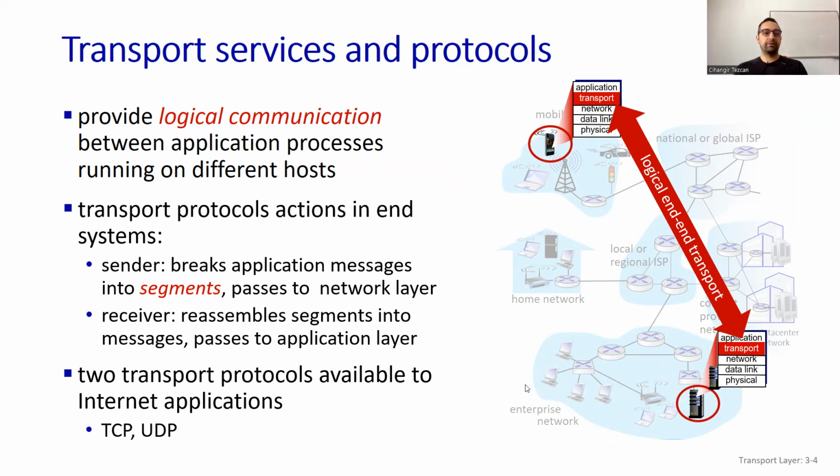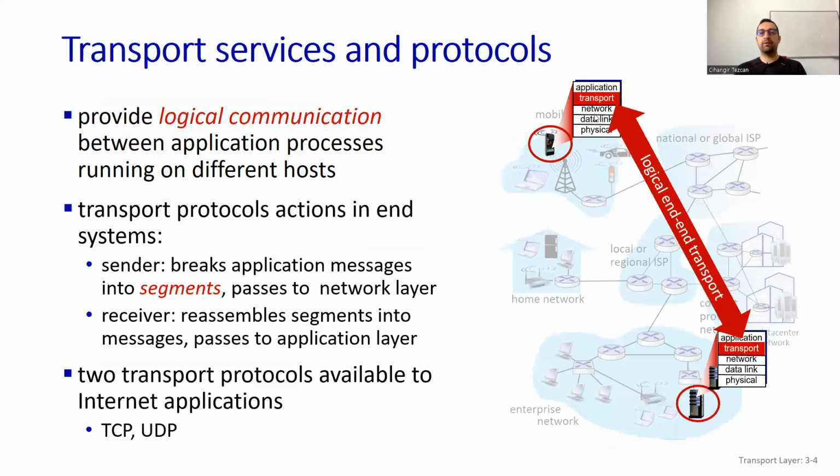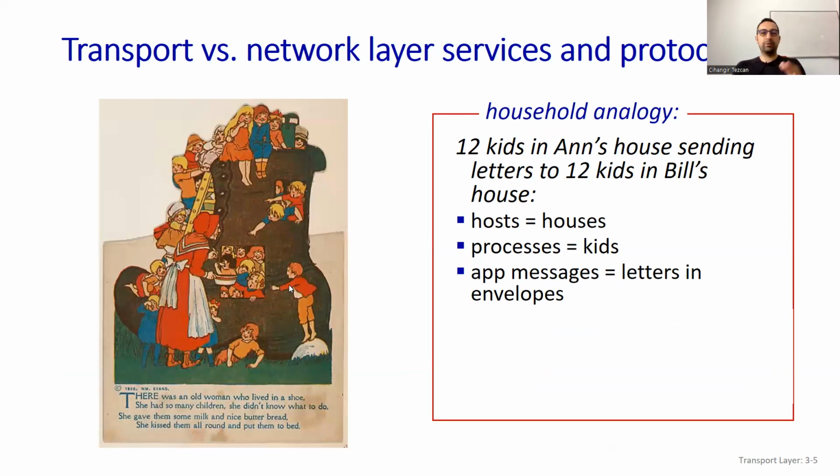There are two transport protocols available to internet applications, TCP and UDP. This is important. There is an analogy to explain the difference between the transport and network layers, because at the network layer the data is transferred between hosts. There we will talk about IPs, actually. Hosts have IPs, so IPs can talk. The question now arises, then why do we need the transport layer, if we can communicate from host to host? The idea is as follows. Here is the analogy of the house with kids. In the book, they briefly explain this.